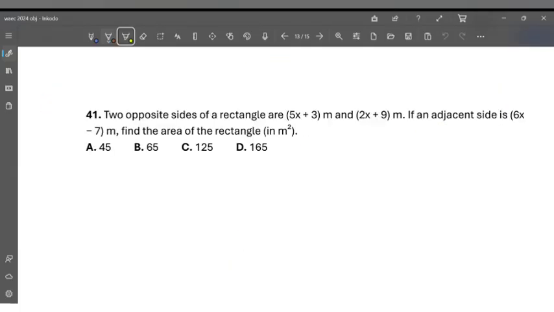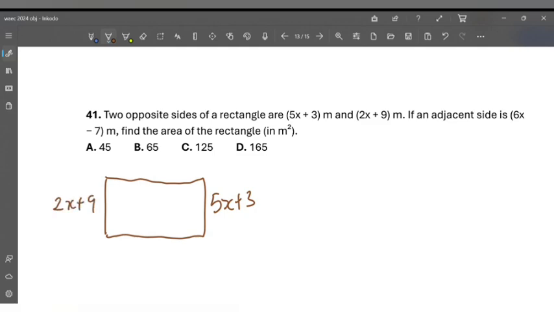All right, so let's do question number 41. It says two opposite sides of a rectangle are 5x plus 3 meters and 2x plus 9 meters. If an adjacent side is 6x minus 7 meters, find the area of the rectangle. Okay, so I'm going to draw a diagram of what that rectangle is going to look like. If I have this rectangle, we are told that two opposite sides, one is 5x plus 3 meters, and the other is 2x plus 9. And then the other side is 6x minus 7.